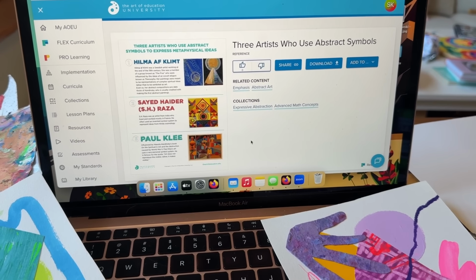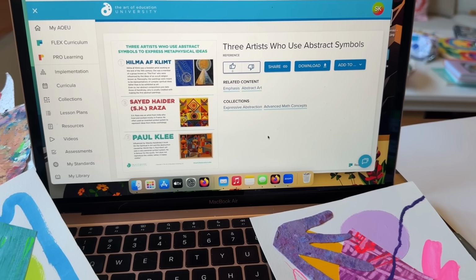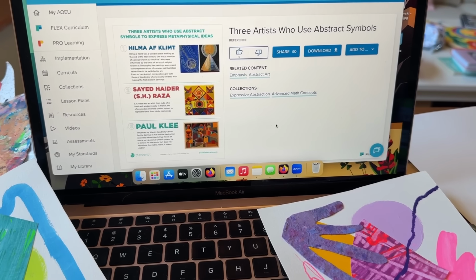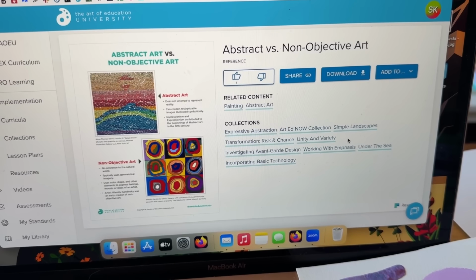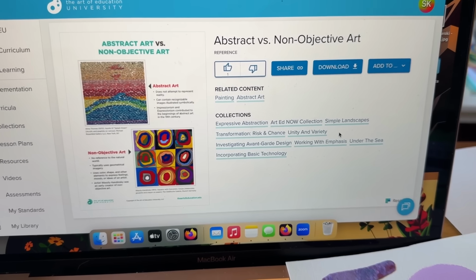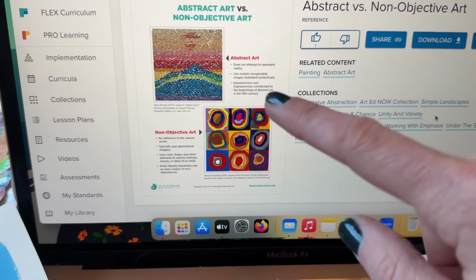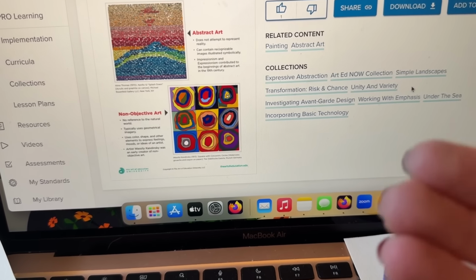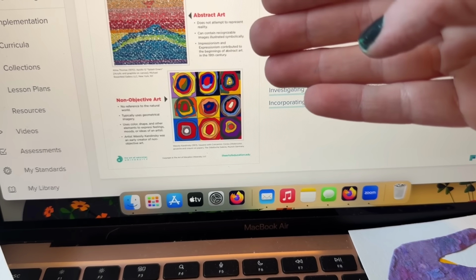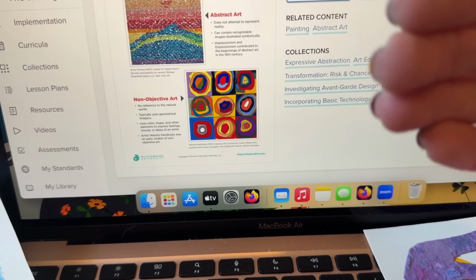Another great resource is this one about three artists who use abstract symbols, and this can be a great way to cultivate some conversation about why artists use the symbols that they do. Here in Flex, we also have this interesting resource about abstract versus non-objective art, which is a great way to continue the conversation about what makes something non-objective, where it's simply maybe shapes, lines, patterns, and when that abstraction can be a reference to something from real life.